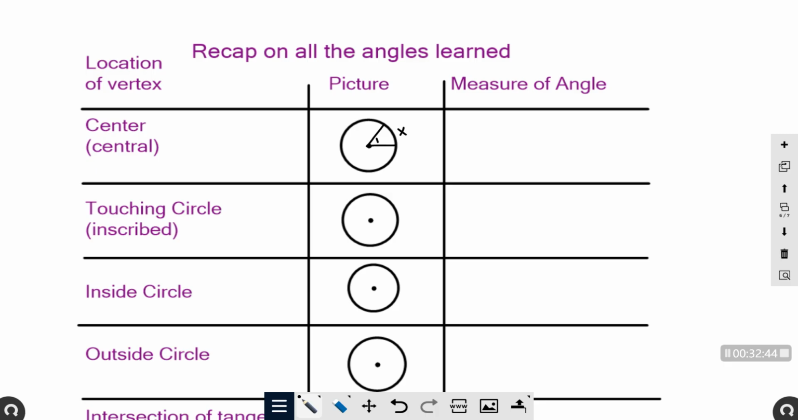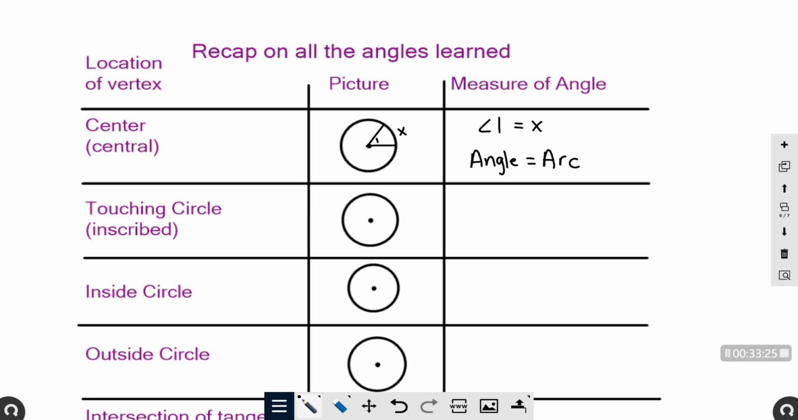So if the vertex is at the center, now think about this picture where we did at the very beginning of class where we did like a 1/4. How was this angle measurement related to this arc? It was equal. That's right. Angle 1 equals X. The angle equals the arc. So when you're doing your flap here, you lift up the flap, and that's where you write angle 1 equals X, angle equals arc. So if the vertex is at the center, then the angle equals the arc.